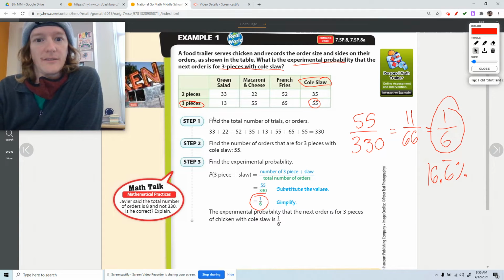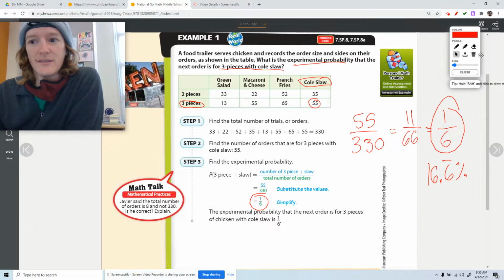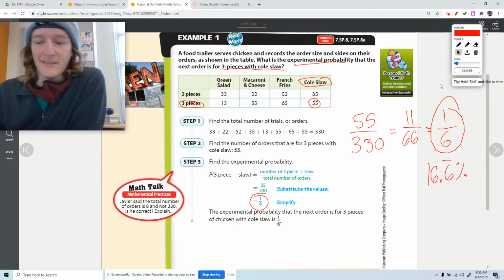I don't know. I don't really like chicken anymore. Depends on what it looks like, I suppose. What would you get? I'm just kidding.